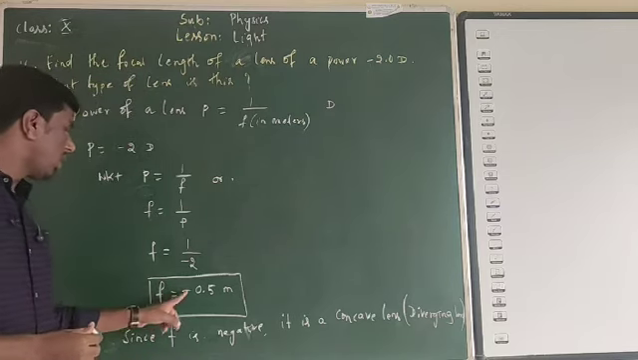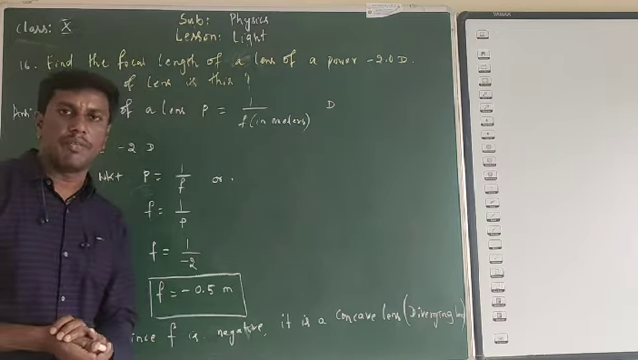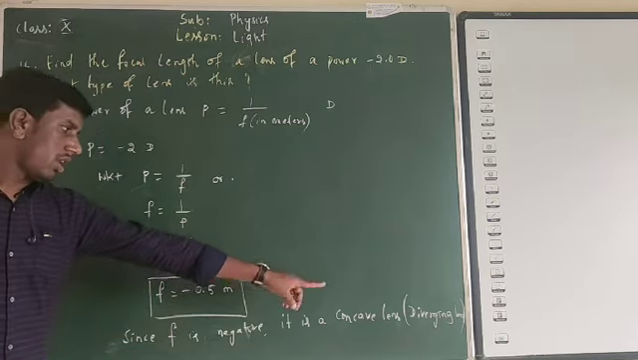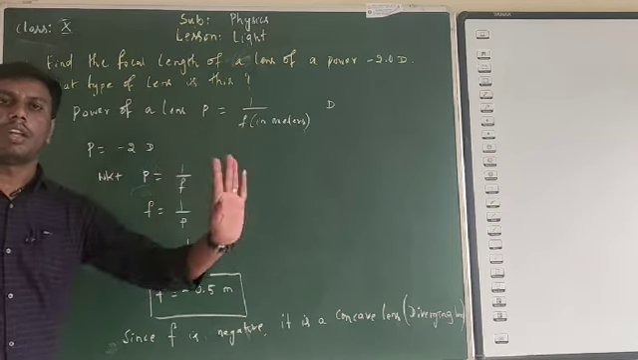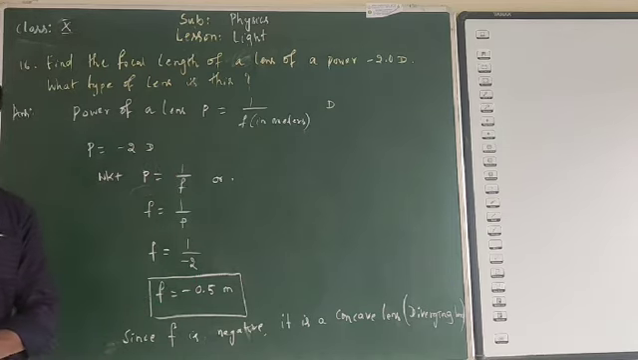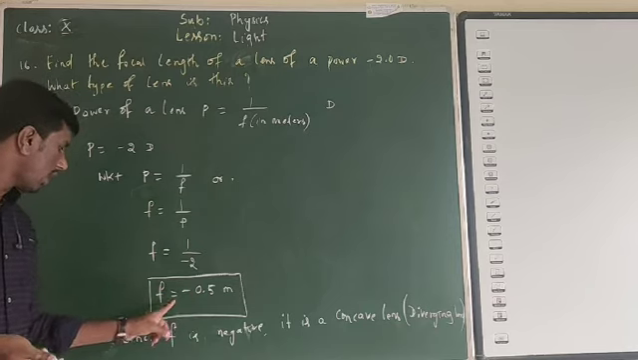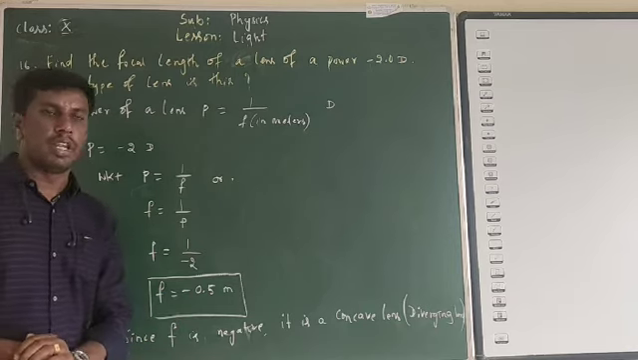The sign of the focal length is the same for mirrors and for lenses. It is negative for concave and positive for convex. So convex has a positive focal length and concave has a negative focal length. If you are getting a negative focal length, it is a concave lens.